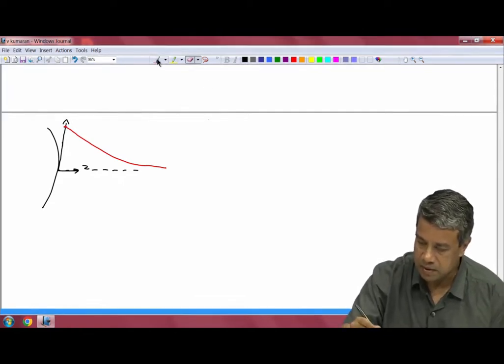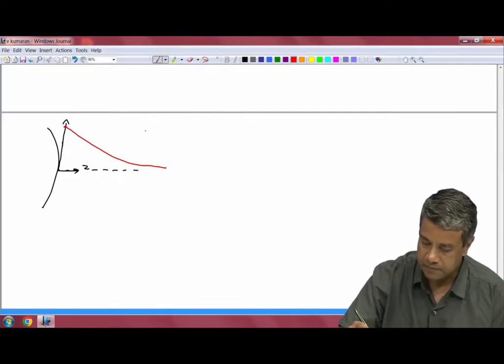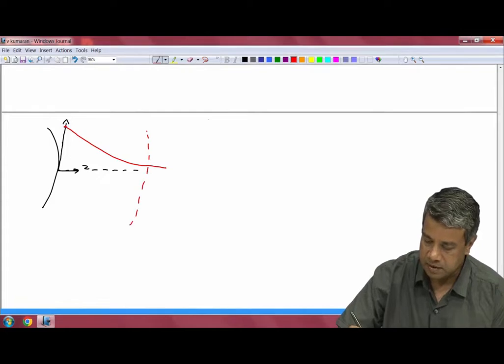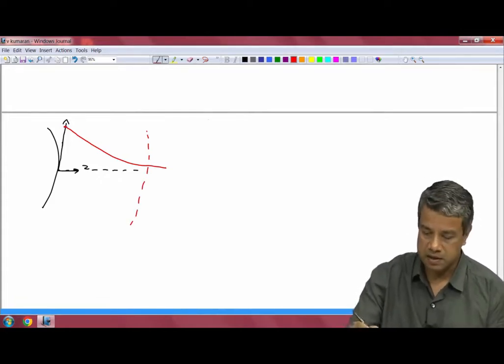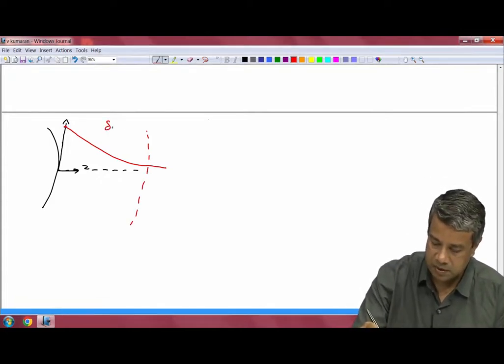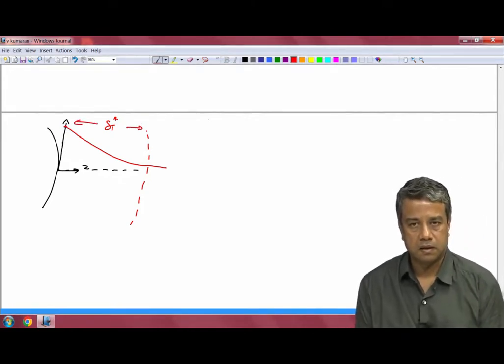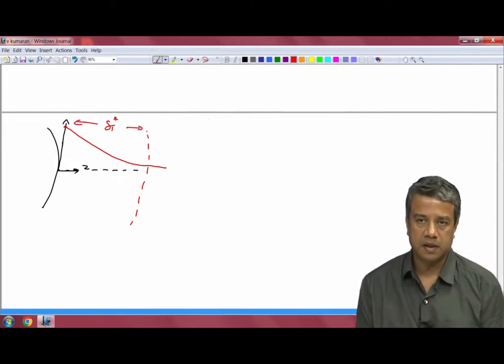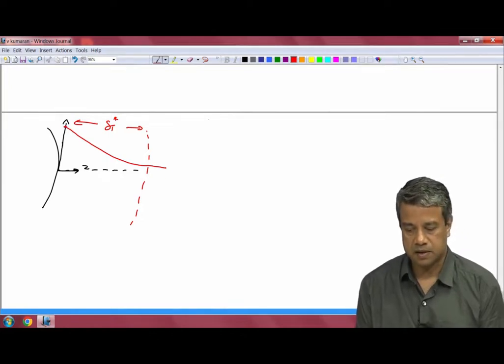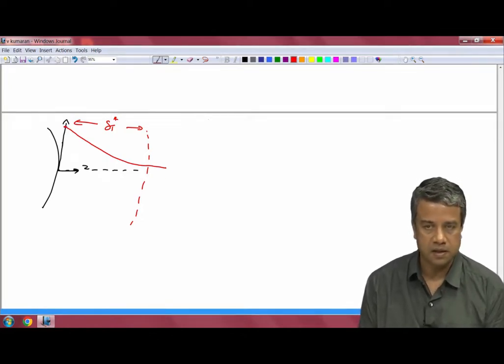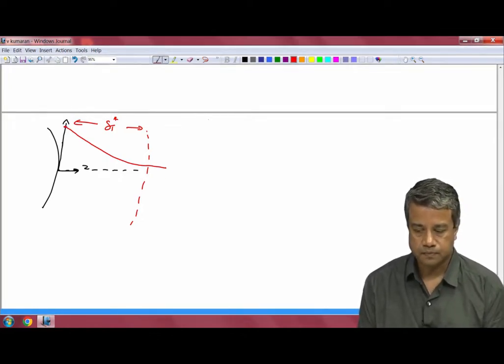That distance over which this thermal boundary layer temperature decays is the thermal boundary layer thickness, delta star, scaled by the characteristic length of the object. So, that is the distance over which the temperature decays.